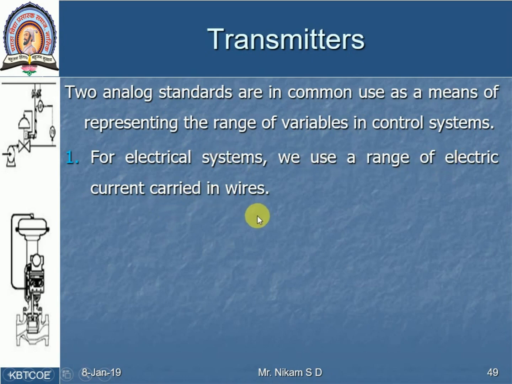The first range is, that is, for electrical systems we use a range of electric current carried in the wires. Maybe somebody will say, why not voltage? That part we will discuss in detail in the next slides. But here normally we are going to transfer the signal in the current form. Remember, when the transmitter is there, the output of a transmitter is in a current form.